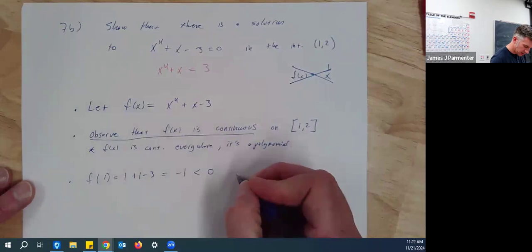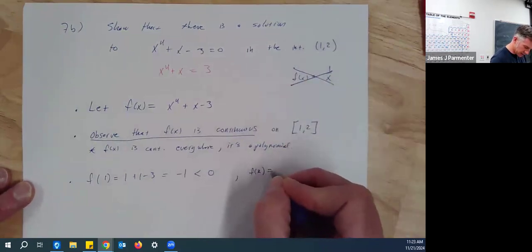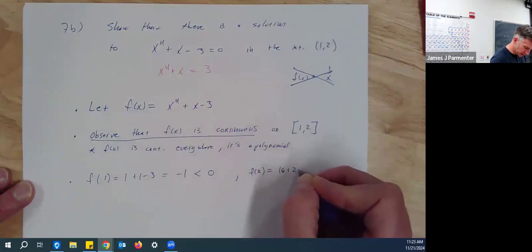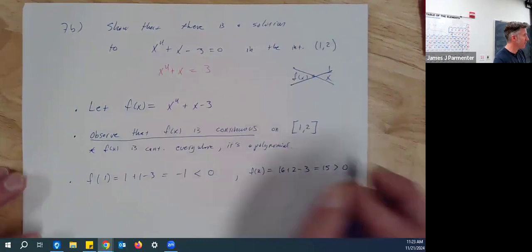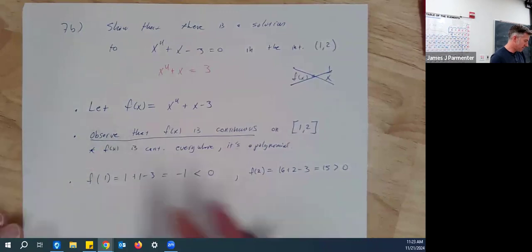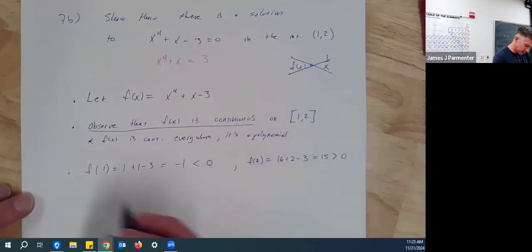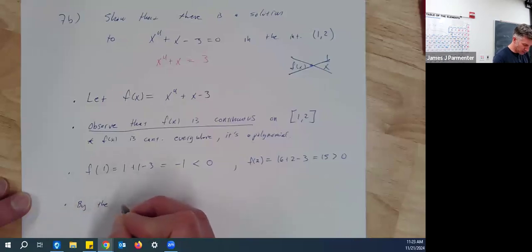Similarly, f of 2 is 16 plus 2 minus 3. Again, I don't really care that it's 15. I just care that it's positive. So if the function goes from a negative number to a positive number, it has to go through 0 by the intermediate value theorem. So we can then say, I like to write words like, then by the intermediate value theorem, you should abbreviate that.